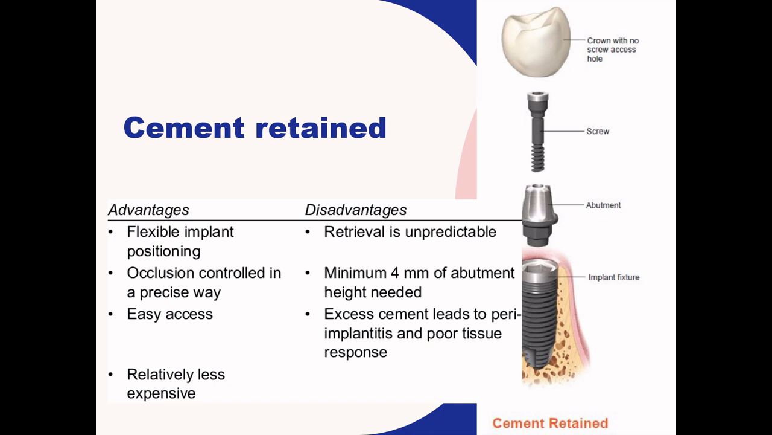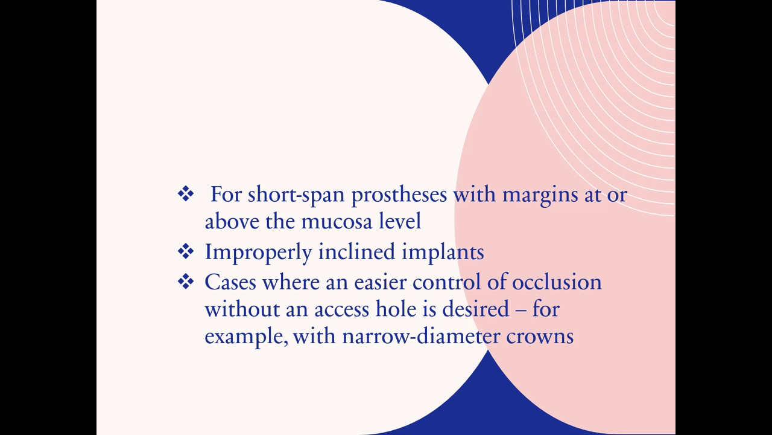Coming to the recommendation for cement retained restoration. So they are used for short span prosthesis with margins at or above the mucosa level. So usually if it's a bone level implant, we prefer screw retained restorations because it allows for soft tissue conditioning and also the development of proper emergence profile. And then improperly inclined implants.